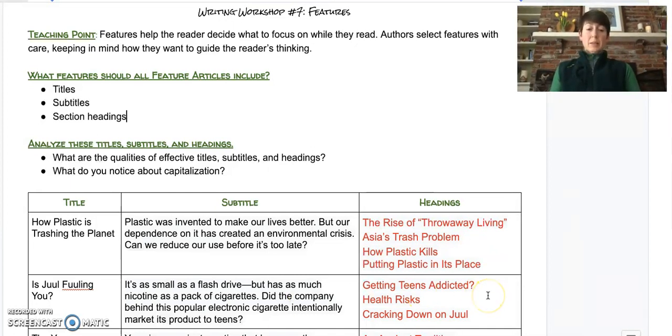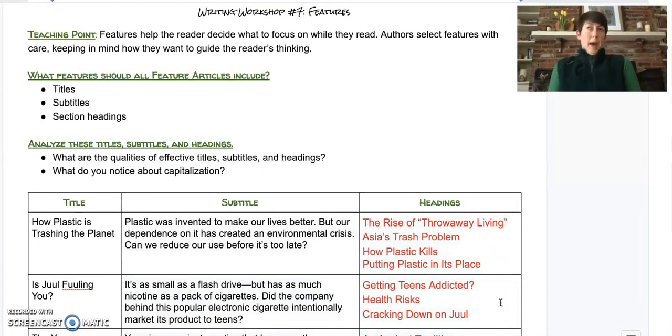Let's look at these headings. Getting teens addicted? Health risks. Cracking down on Juul. These headings seem a little more straightforward to me than the headings from How Plastic is Trashing the Planet. It's real clear to me what these sections are going to be about, whereas the heading sections for How Plastic is Trashing the Planet sometimes are really obvious, like how plastic kills, but the rise of throwaway living and putting plastic in its place were a little bit less clear. Okay, so sometimes they're really straightforward, and that's fine, and sometimes they're a little bit more clever.